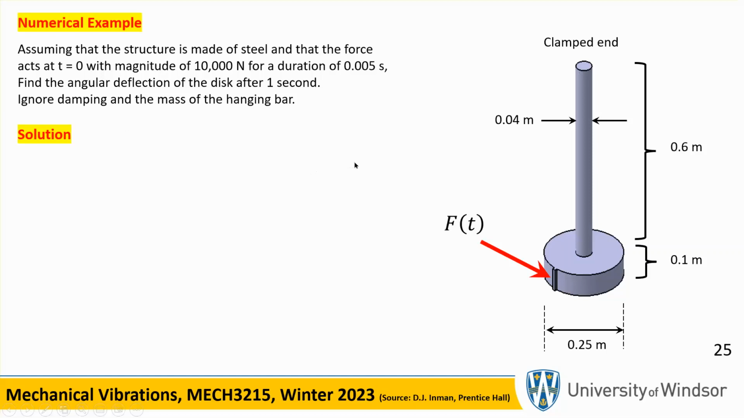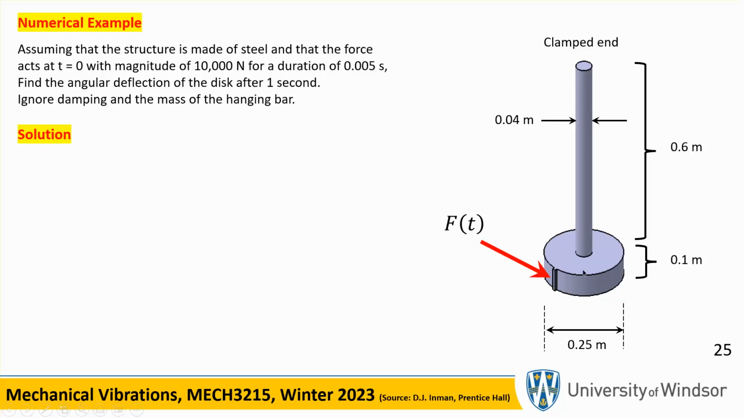These things can be done for torque problems. So we have basically a setup like that. This is a torsional vibration, right? So the top of the bar is clamped, and there is a disc here, and a very short duration force is applied here.